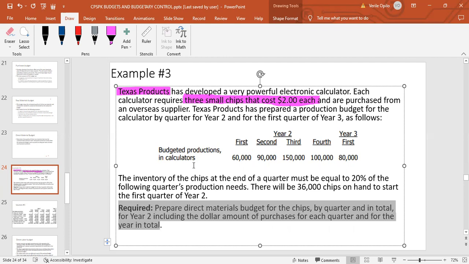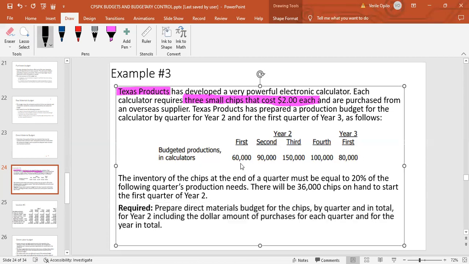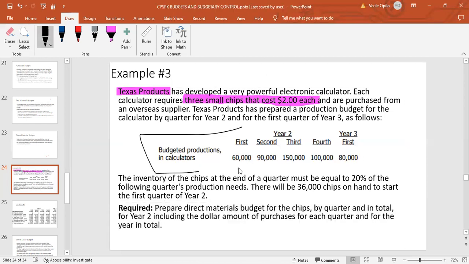As we had in the other types of budgets, we're just pushing forward the details for each quarter, based on the amount of budgeted production and also the opening and closing inventory that is existent at a particular point in time. So we shall start off with the first quarter of the year.